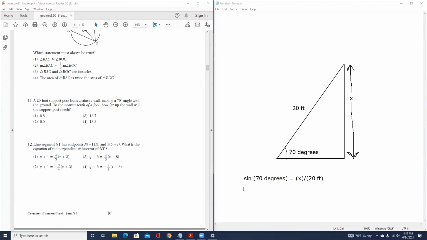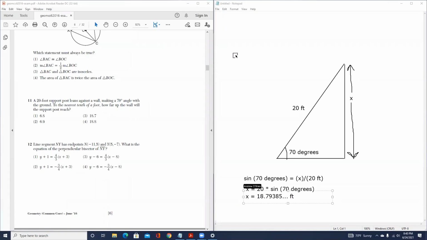And if we rearrange this to solve for x, you get that x equals 20 times sine of 70 degrees. The degrees is important. Make sure your calculator is in the right mode. Mine is. And plugging this into our calculator, we get 18.79385 so-and-so feet.